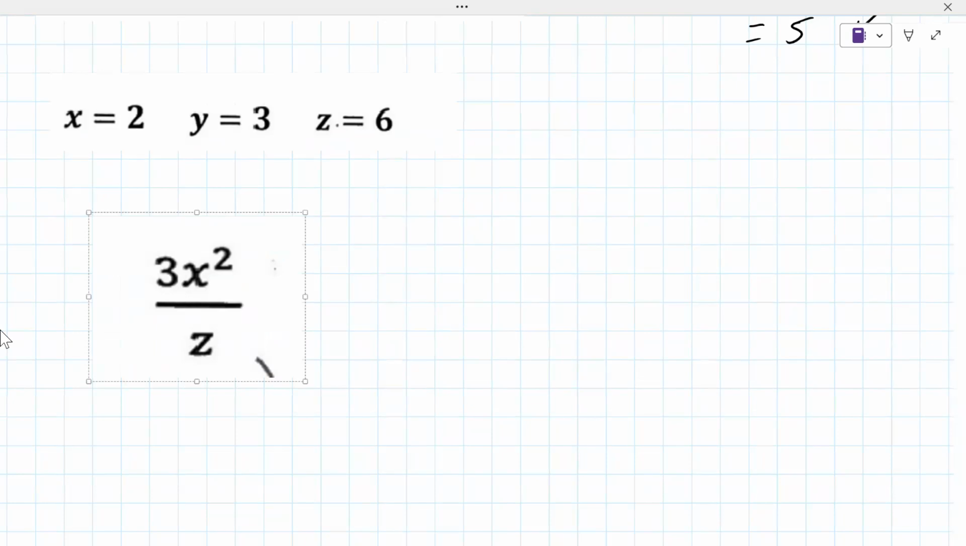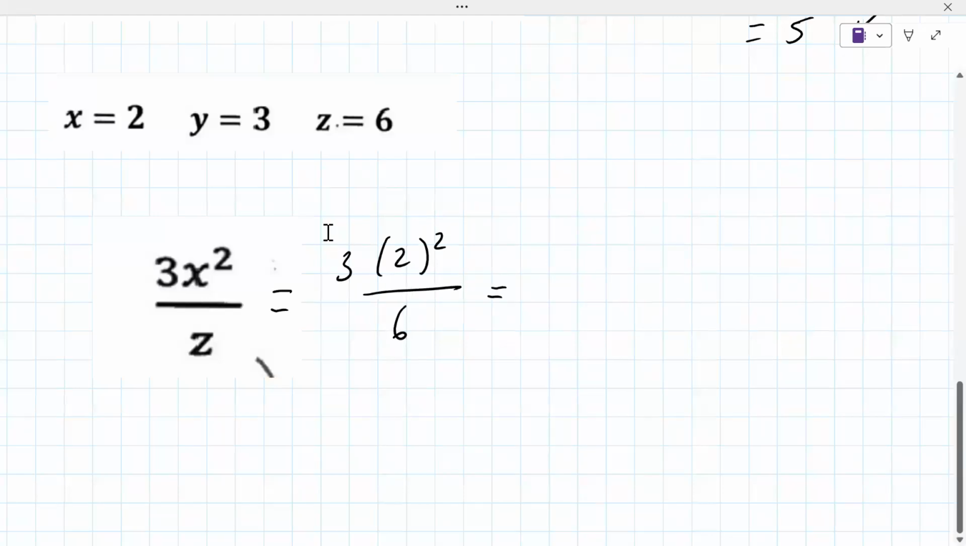4. All right, you said 4. So it's 3 times 2 squared over 6. Exponent should be done first. I saw y as z and z as y. That would be 2. All right, very good.